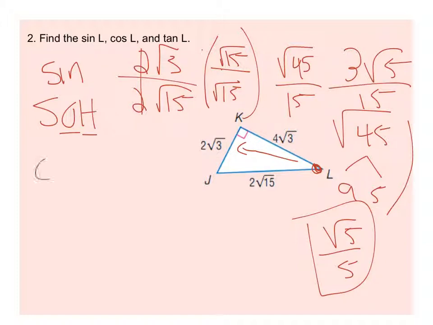Now, cosine. Cosine of L, adjacent over hypotenuse. So that's going to be 4 square root of 3 over 2 square root of 15.